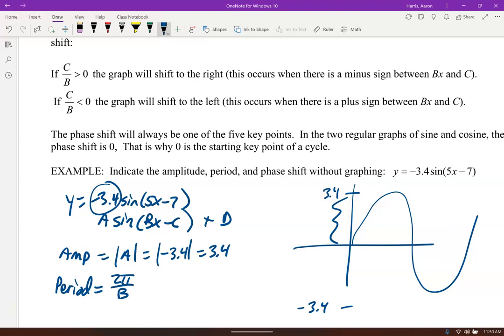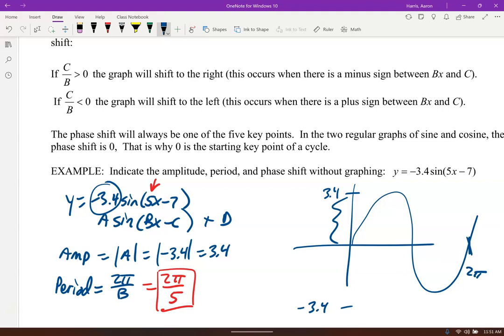2 pi over the b value. Well, the b value here is 5. So this is 2 pi over 5. So it takes 2 pi fifths to complete one cycle, whereas the regular sine function takes 2 pi to complete one cycle.